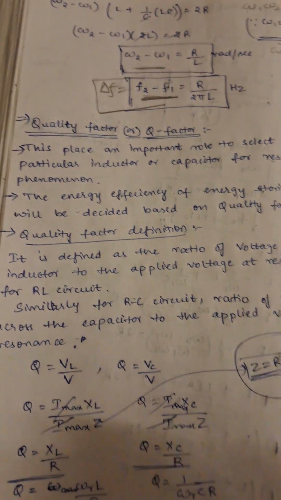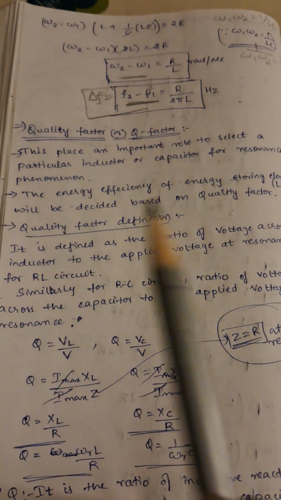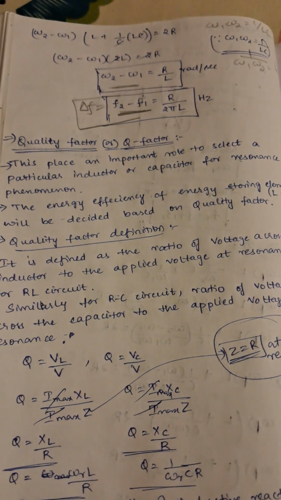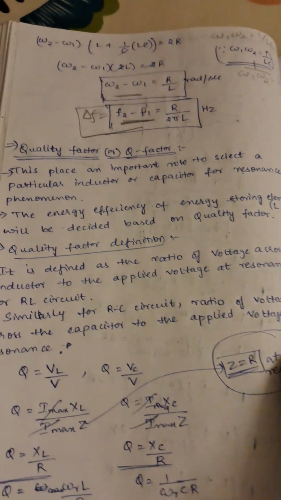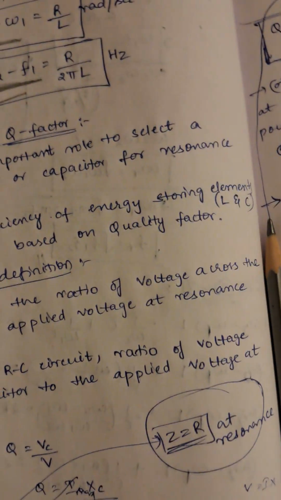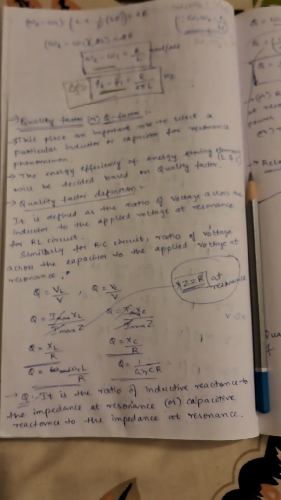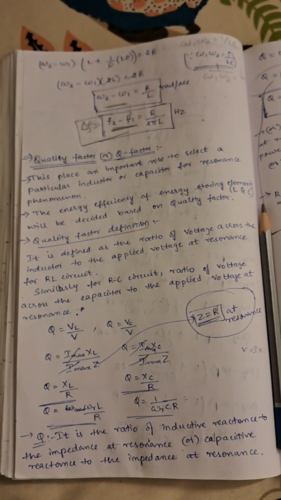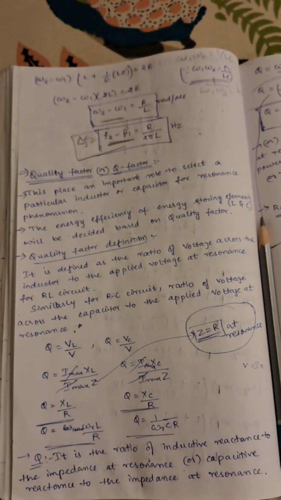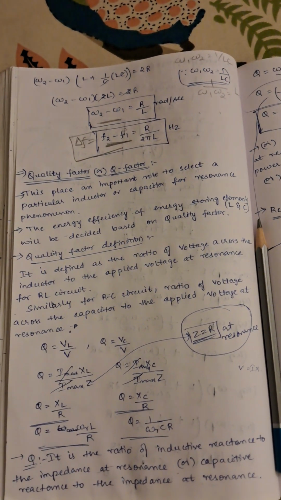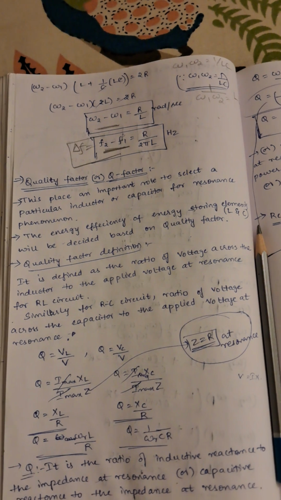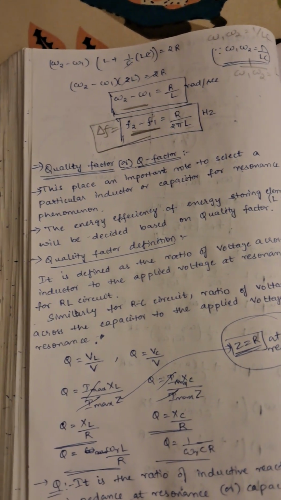Next is quality factor. Quality factor plays an important role in selecting a particular inductor or capacitor for the resonance phenomenon. In the resonant condition, our circuit should contain R, L, C, that is inductor, capacitor and resistance. So you need to select an inductor and capacitor to get resonant frequency, meaning maximum current.